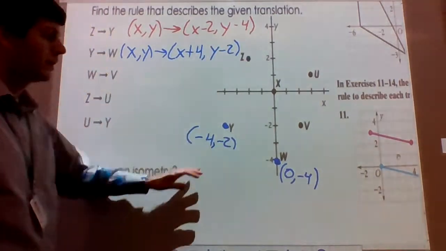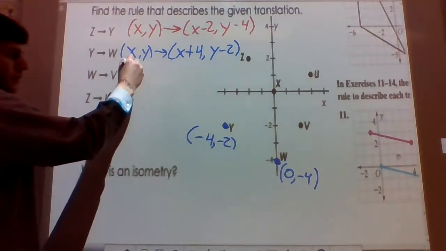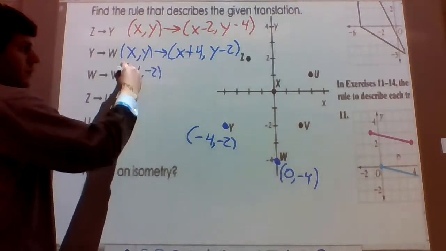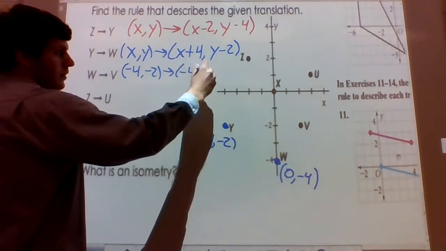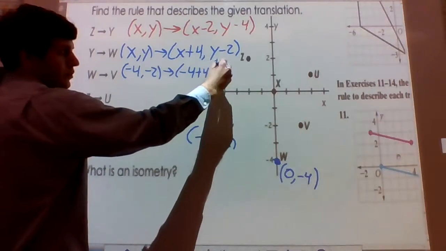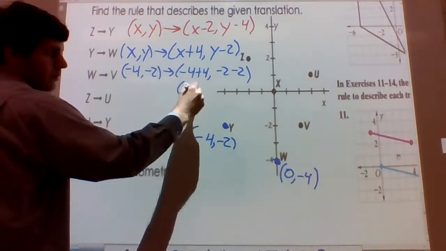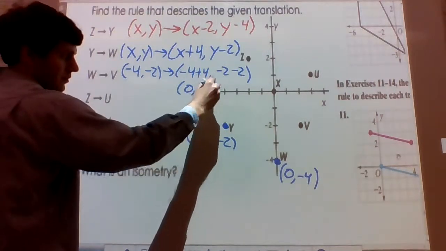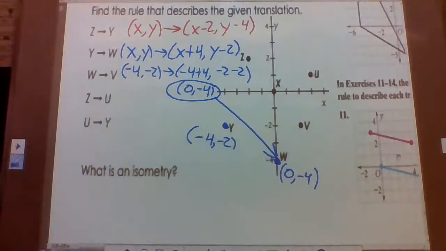And if we substitute in our original point, negative 4, negative 2, our equation should work. So negative 4 plus 4, negative 2 minus 2. Negative 4 plus 4 is 0, negative 2 minus 2 is negative 4, which is what we got. Okay. So we know we did it right.